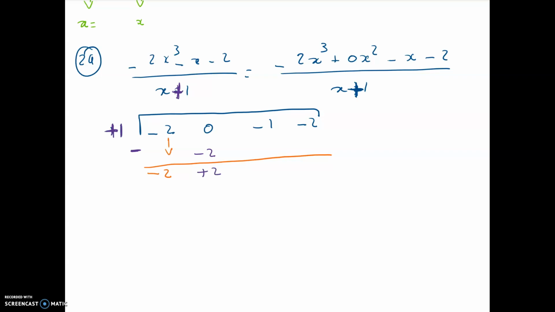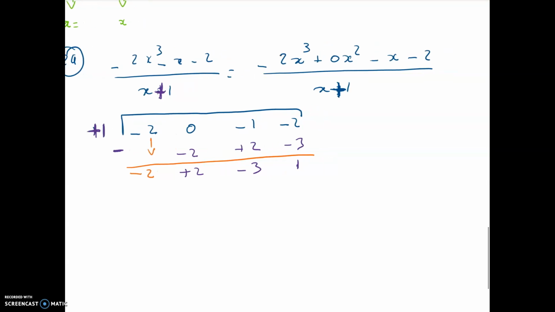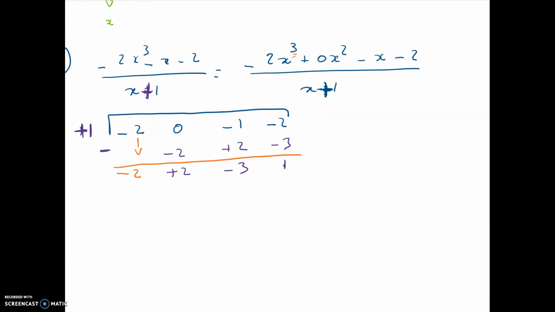Now I continue. 1 times plus 2 gives you plus 2. I subtract, that gives me -3. 1 times -3 equals -3. I subtract, and that will give me 1. And then, because I made sure that I had a decreasing exponent, the exponent 3, exponent 2, exponent 1, and then just a number, what was -2 in blue right here, corresponding to -2x cubed, now this -2 right there corresponds to -2x squared.